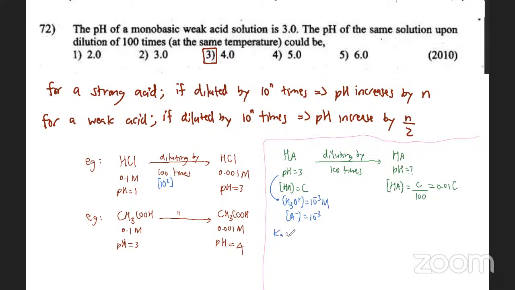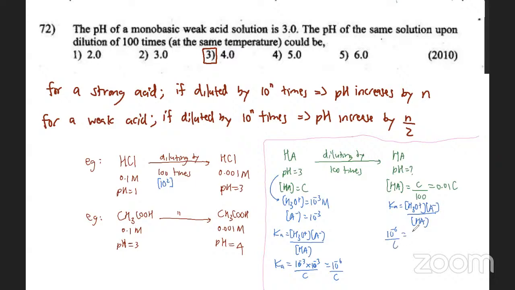If I go with Ka is equal to H3O+ concentration times A- concentration over HA concentration. Now Ka is going to remain constant because it is constant at constant temperature, at same temperature. See, they have mentioned. So these two concentrations are going to be 10 to the power minus 3 times 10 to the power minus 3, and HA concentration is C. Alright, so Ka is 10 to the power minus 6 over C.